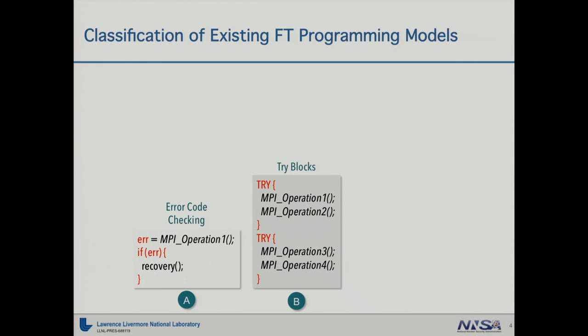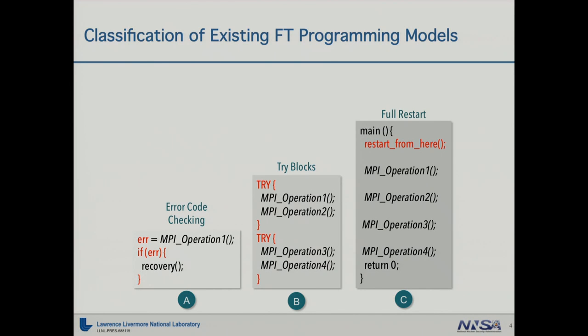So the second class is what we call try blocks. Instead of protecting every MPI operation, the programmer protects groups of operations. And if you have a failure or an error in any of these operations, then some action has to be taken.